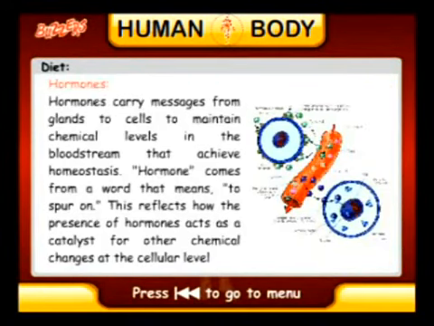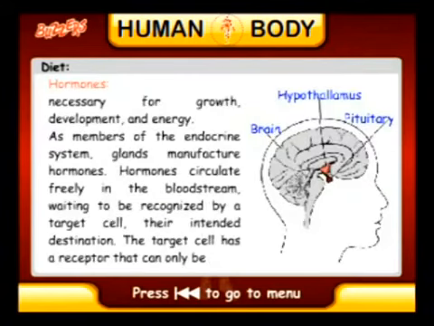Hormones. Hormones carry messages from glands to cells to maintain chemical levels in the bloodstream that achieve homeostasis. Hormone comes from a word that means to spur on. This reflects how the presence of hormones acts as a catalyst for other chemical changes at the cellular level necessary for growth, development, and energy.